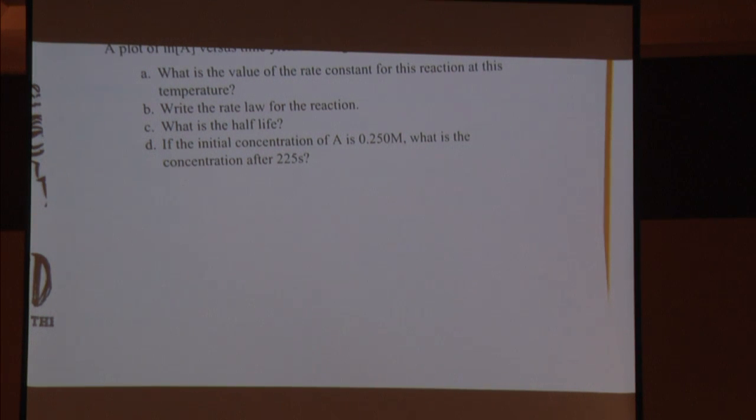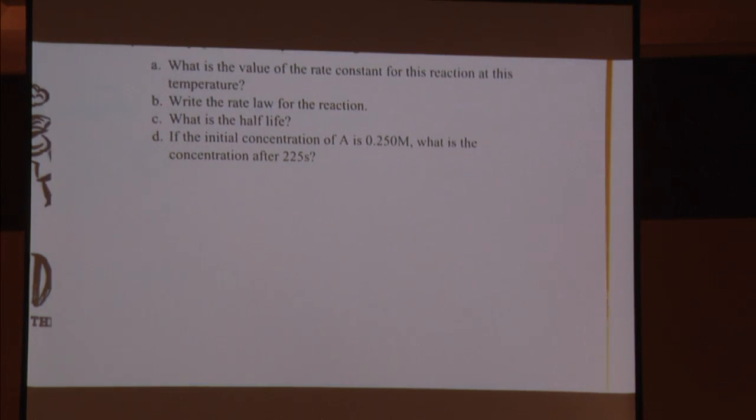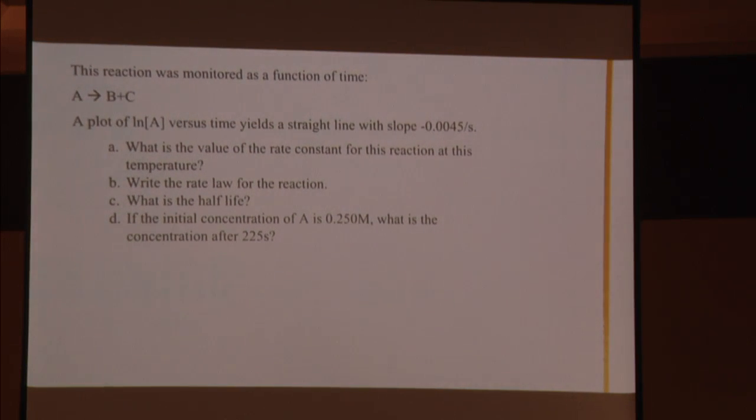All right, let's go over the next example. The following reaction was monitored as a function of time, and a plot of the natural log of the concentration of A versus time yields a straight line with a slope of negative 0.0045. We need to figure out the value of the rate constant, write the rate law, figure out the half-life, and figure out our concentration after some time. So let's start with A. What is the value of the rate constant?